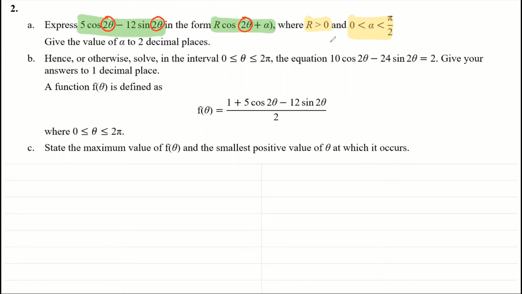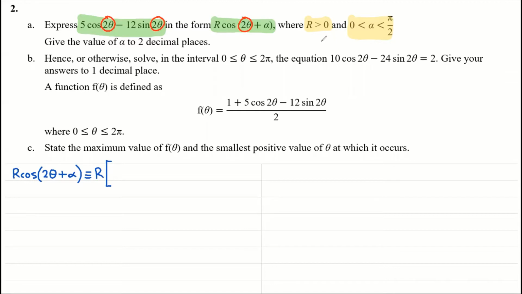Okay, so if I write the identity out that we're going to use, it's in the cosine form. So it's r cos, and it's going to be 2 theta plus alpha, like that. Now I'm going to be careful here with this identity because it's the cosine identity.